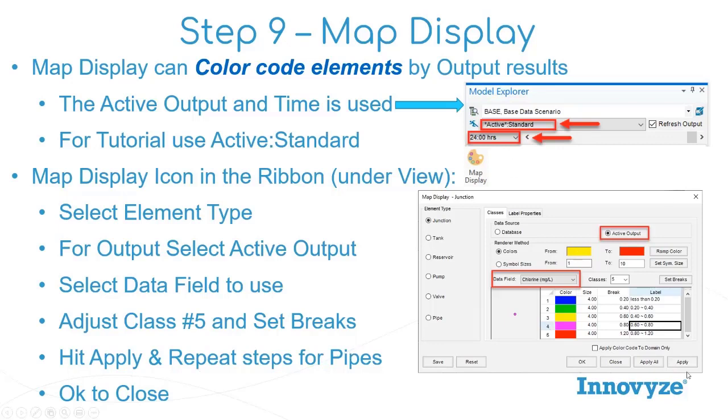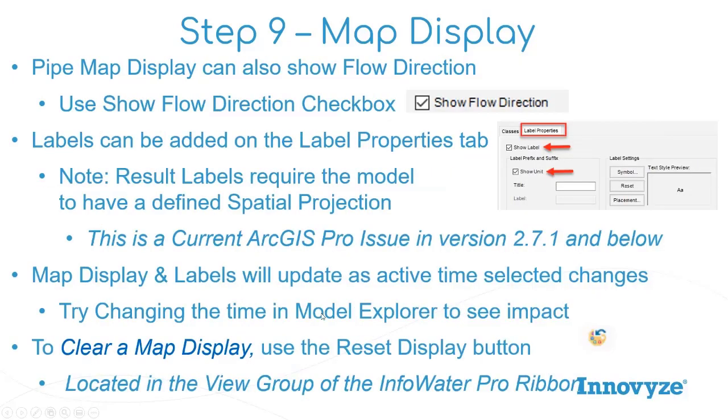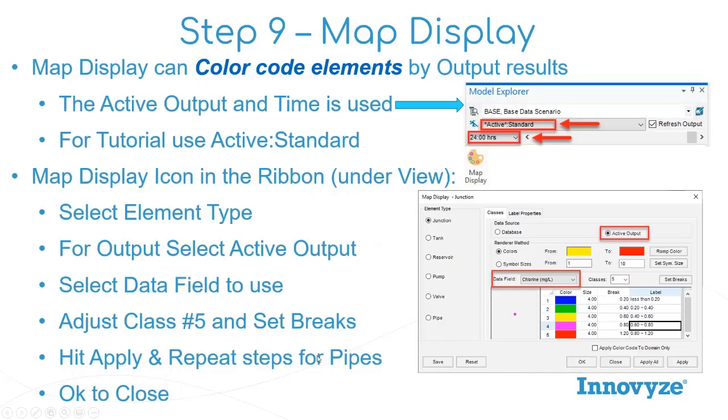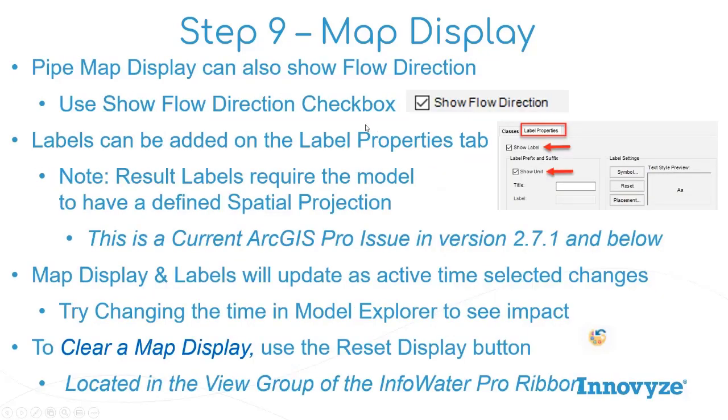Once you set those, you can either hit apply to make those changes. It'll color code it, but it will not close this window. Or the OK button. If that's the only element you want to color, then you would hit OK. That will apply the changes and then close the map display. If you want to color code on the pipes, we would hit that apply and then choose the pipe option right there. And when you go to the pipes, it does give you an additional checkbox that says, do you want me to show the flow direction? We will check that on for this. That's essentially in InfoWater Pro how you can do the flow arrows. They're actually in the map display now. So we're going to choose show flow direction.